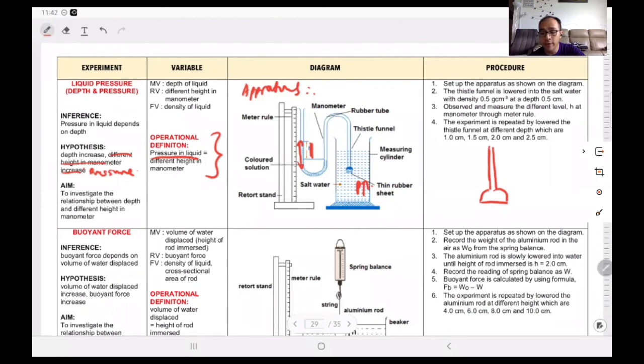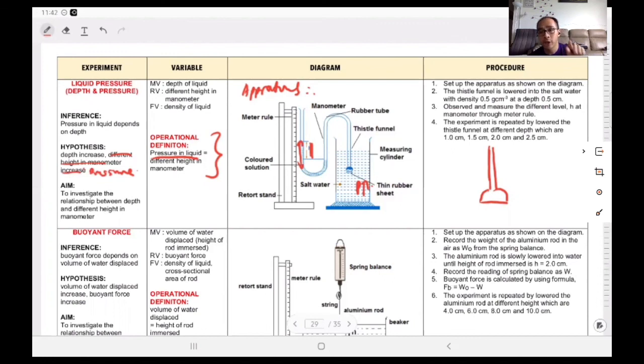So you set a different depth, 0.5, 1.0, 1.5, 2.0, 2.5. You can set it up to 5. Then, of course, don't forget the table and then the analysis of the graph. Okay, I just want to show you this experiment. I'll take a screenshot of it, but be very careful.